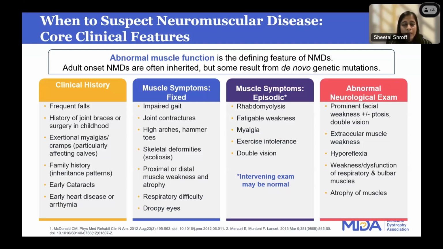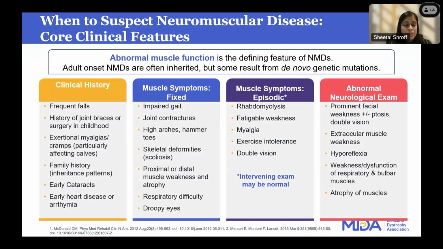Now, in addition to this, there can be some other abnormal neurological exam findings, like droopy eyes and extraocular muscle weakness, where the extraocular muscle movement is limited or restricted, reduced deep tendon reflexes, or it could be absent reflexes as well. Weakness of respiratory muscles, which can cause symptoms like needing to catch a breath to talk a full sentence, or they might have a weaker cough. And we're going to go over these clinical symptoms a little bit later in this presentation.